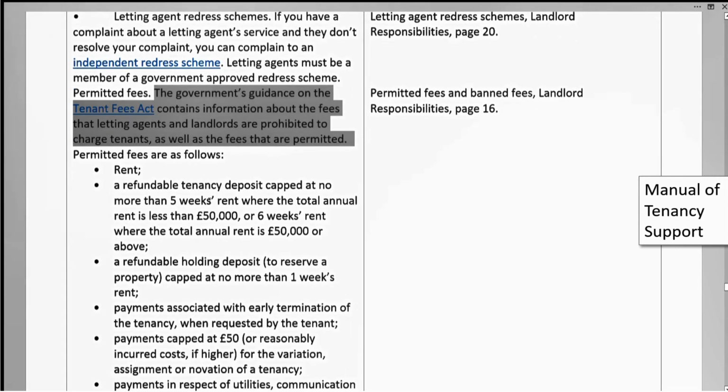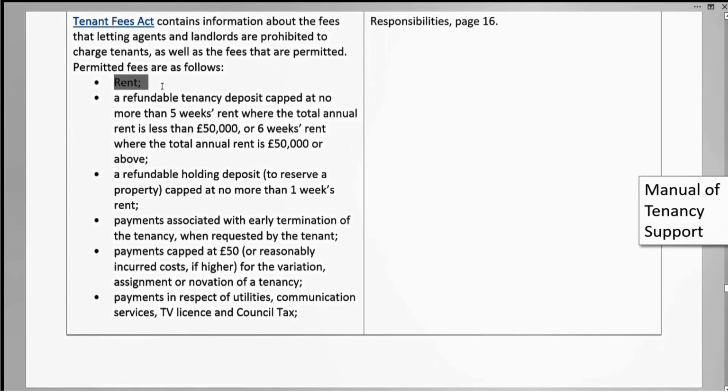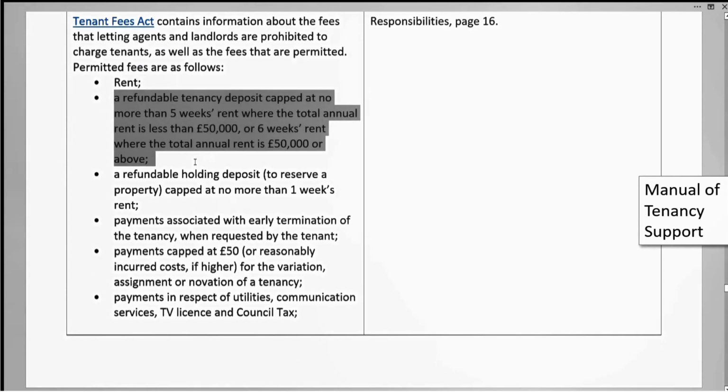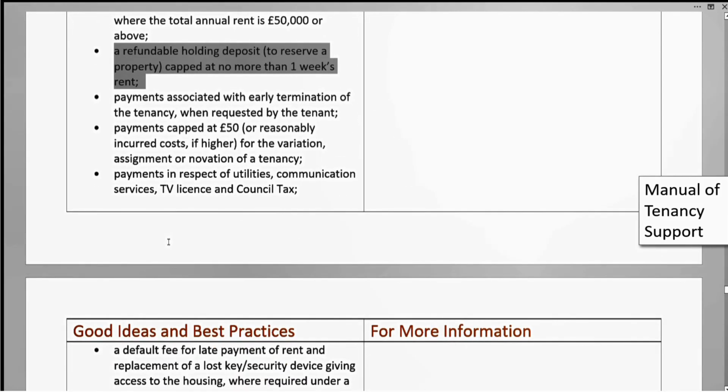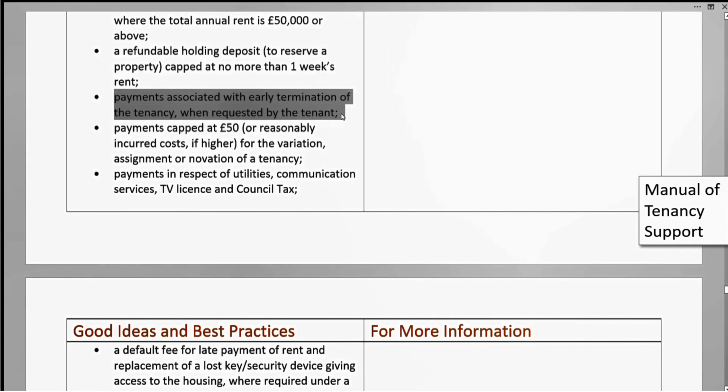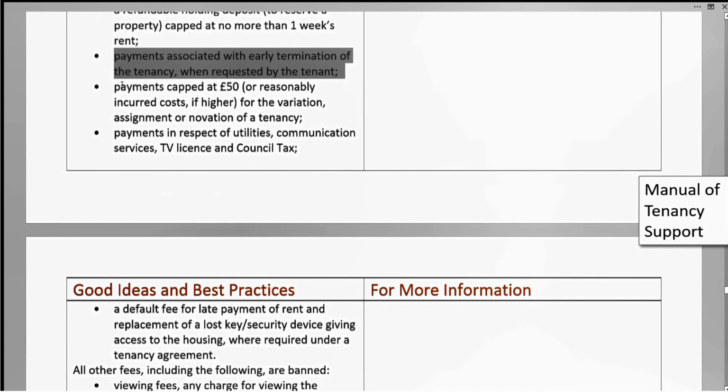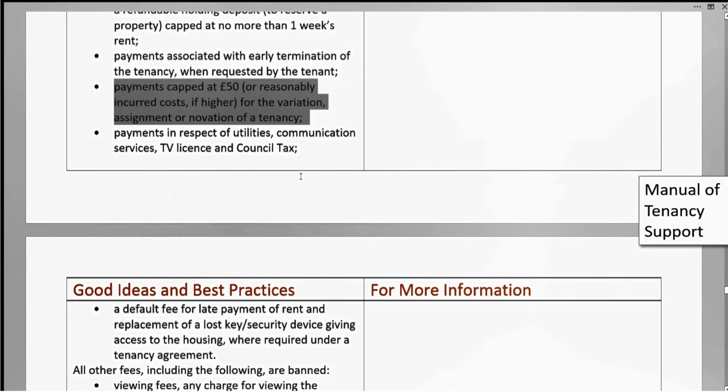Permitted fees are as follows. Rent. A refundable tenancy deposit capped at no more than 5 weeks' rent where the total annual rent is less than £50,000, or 6 weeks' rent where the total annual rent is £50,000 or above. A refundable holding deposit, to reserve a property, capped at no more than 1 week's rent. Payments associated with early termination of the tenancy, when requested by the tenant. Payments capped at £50, or reasonably incurred costs, if higher, for the variation, assignment or novation of a tenancy.